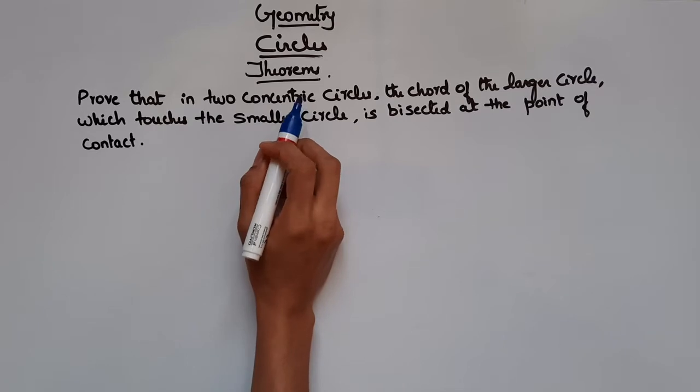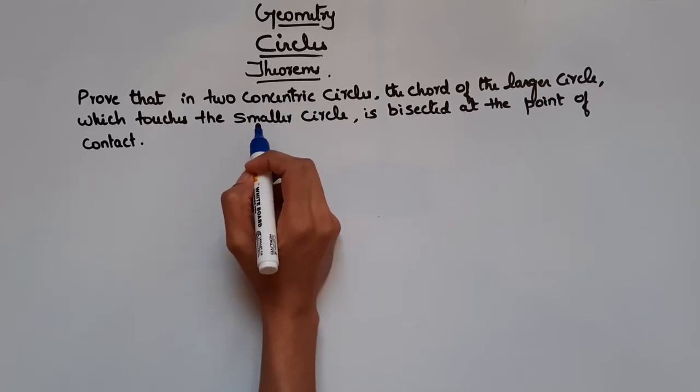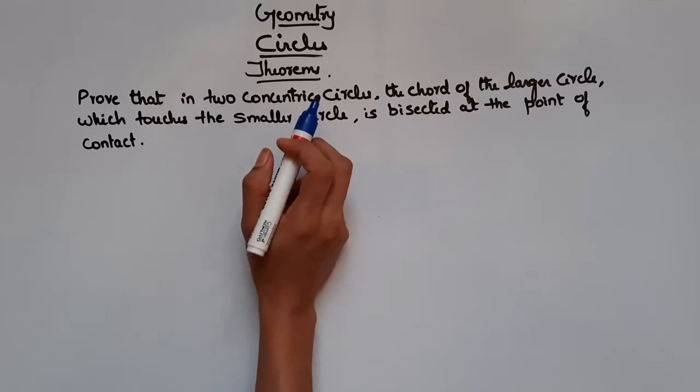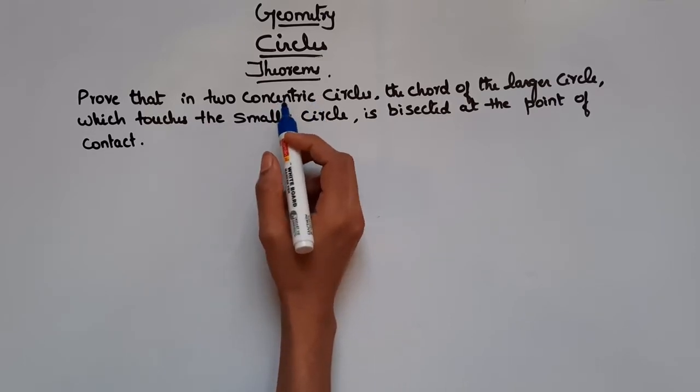In this video, we will see some more theorems in circles. In my previous video, we have seen the theorem on lengths of tangents. If you haven't watched that, there is a link in the description box below. You can check that out. Now let's see this theorem.